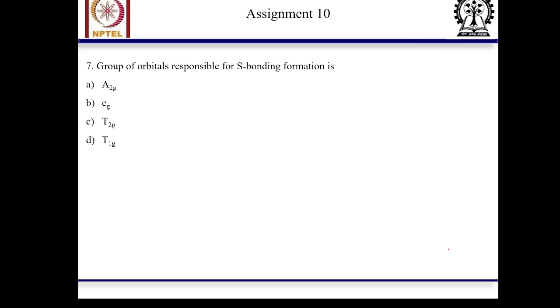Next question is: the group of orbitals responsible for sigma bonding formation. Can anyone answer this question? A is A2g, B is eg, C is T2g, and D is T1g.